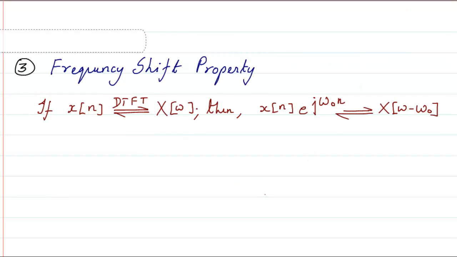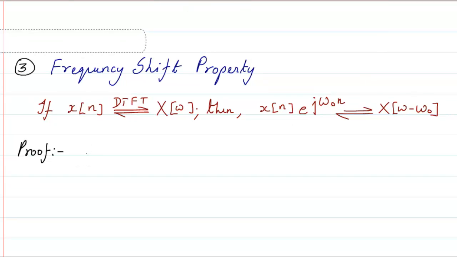Next is the frequency shifting property, which states that if you have a function x of n whose DFT you have already calculated, then if you want to shift the frequency, all you have to do is multiply with that function e raised to power j omega naught n, where omega naught is the frequency value with which you want to shift.